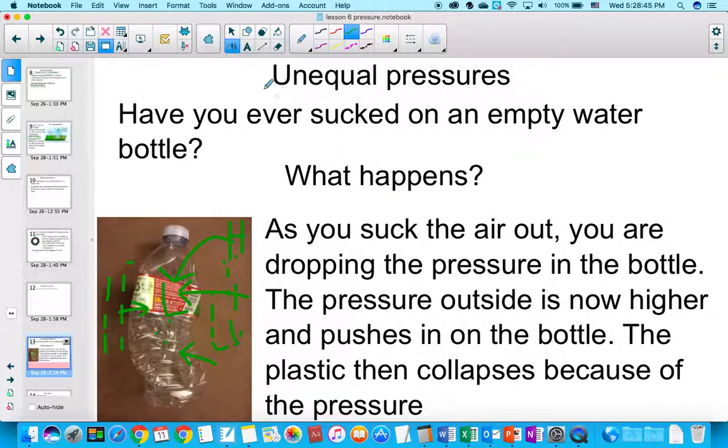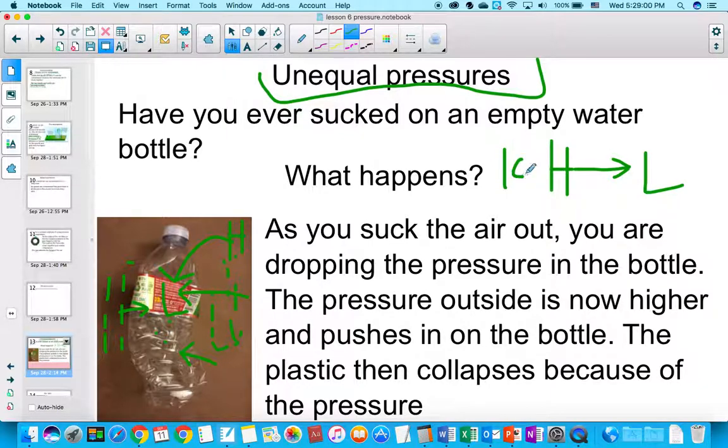You need to know how unequal pressures affect things. You need to know that pressure moves from high pressure to low pressure. They want to be equal, right? If it has a pressure of, let's say, 10, and a pressure of 5 here on this side, right? Pressure is going to move, or whatever's making this pressure happen is going to move to this side, trying to make it equal. Pressure moves from high to low.